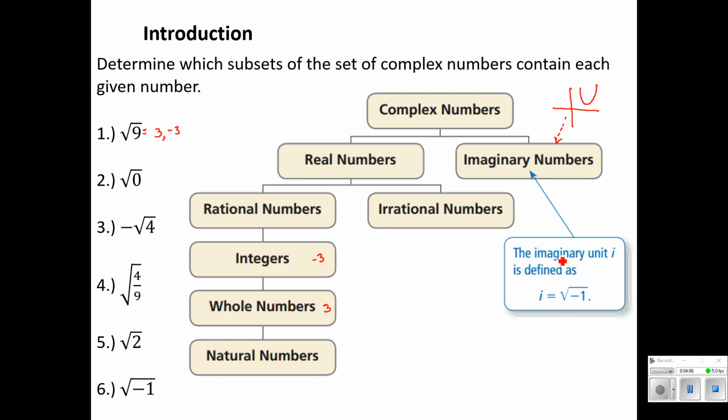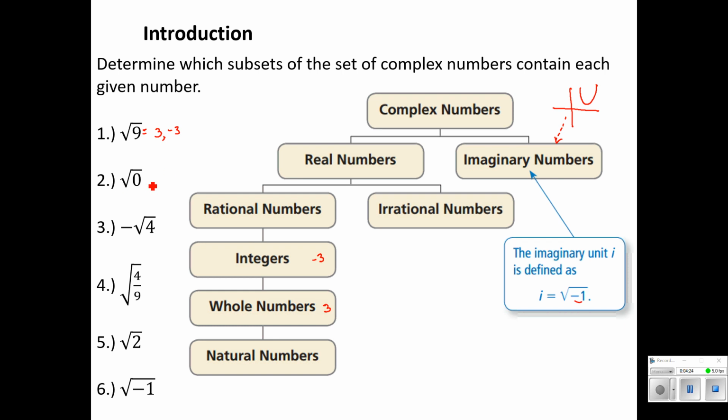And you can see that imaginary numbers use this variable i to denote a negative underneath the square root. All right, and then all of this falls under the blanket of complex numbers. So our entire set of numbers are complex.